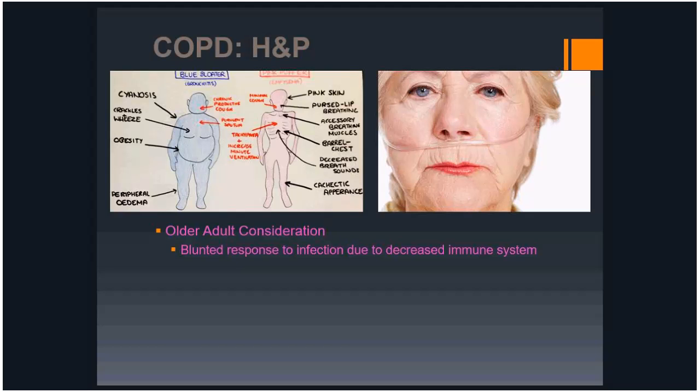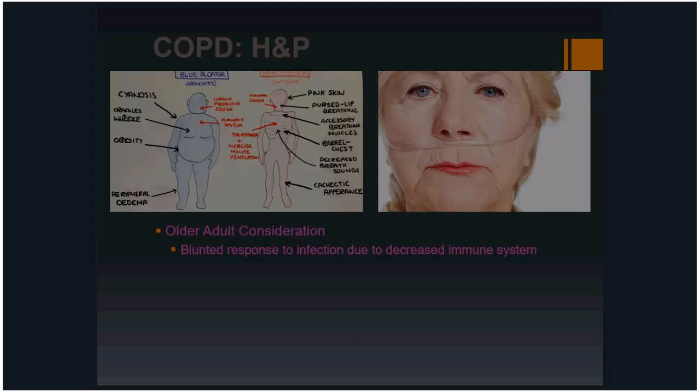And so that is the rationale behind why we may treat an older adult differently when it comes to how we manage their COPD exacerbation.